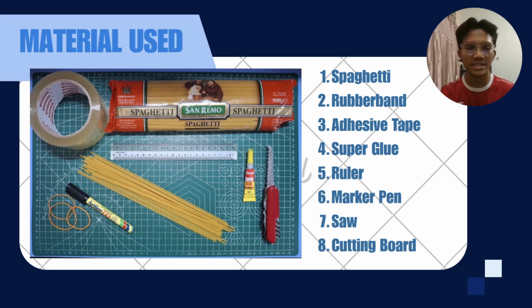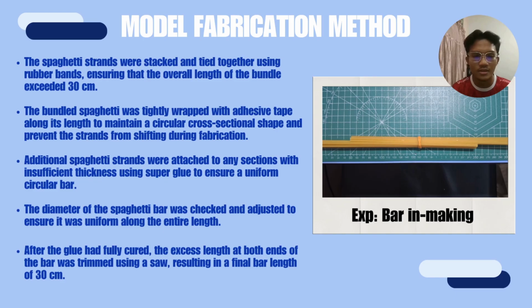Next, we're moving on to the material we use. We use spaghetti, rubber band, adhesive tape, super glue, ruler, marker pen, saw, and cutting board to create the bar. Now we're moving on to model fabrication method.